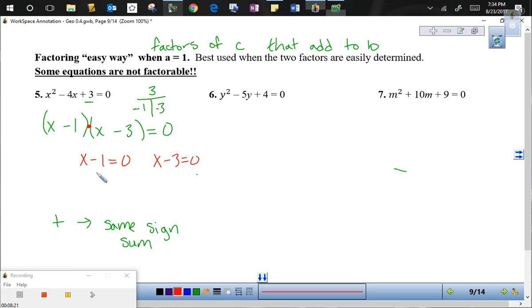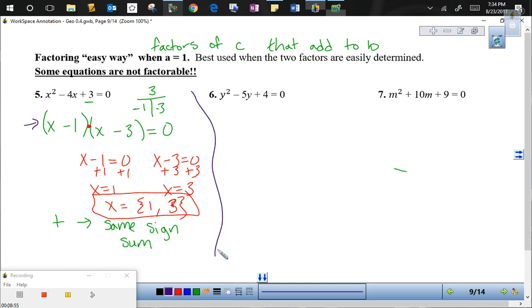To solve this for x, we just add 1, so x equals 1. We're going to add 3 over here, x equals 3. So I've got 2 solutions, 1 and 3. And if you notice, from our factor form up here, all that's happened is the signs switched. That's going to work every time for our easy factoring. So let's try another one here.